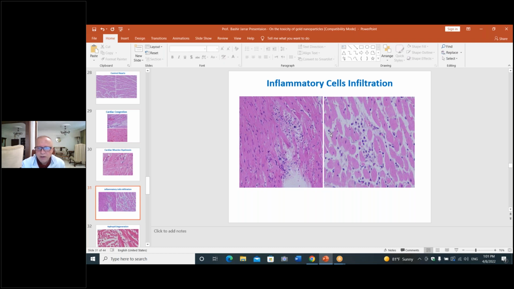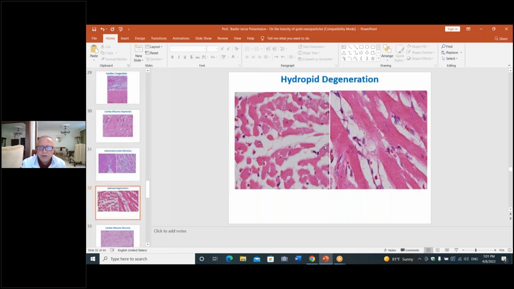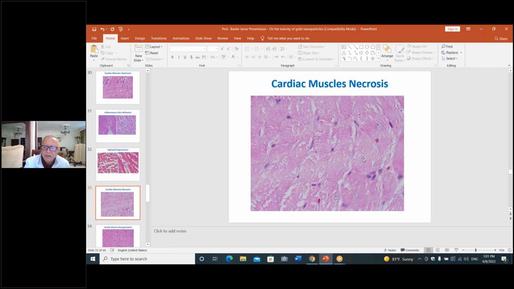This is higher magnification. And mainly these are lymphocytes. We have hydropic degeneration at these spaces as a result of the water entrance, as a result of imbalance of water inside and outside the cardiac muscle fibers. Here we have necrosis. You see these are cross sections of the cardiac muscles of one treated rat. Here you see the cytoplasm also. It lost its shape, its structure.